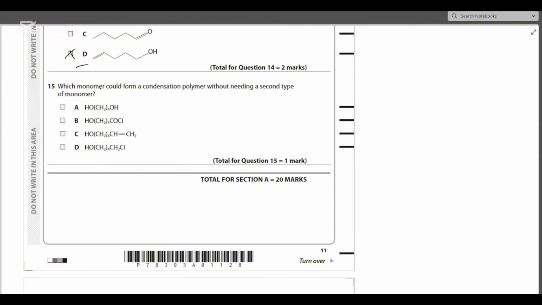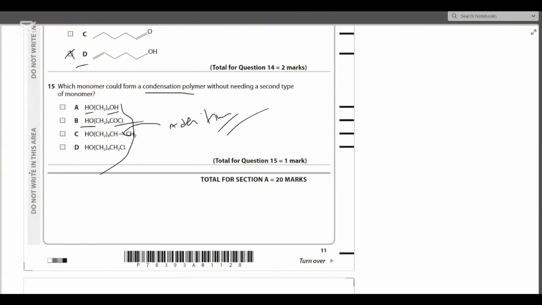The next one, they said which monomer could form a condensation polymer without the need of a second type of monomer. Now in this type of question, we check out the products provided needing a second type of monomer. If I talk about A, you can see very clearly that both functional groups at either side of the monomer are the same. You can see OH and OH. If I talk about B, the functional groups are not same. If I talk about C, C is not correct because obviously there's a double bond. So instead of having condensation polymerization, it's going to go through addition polymerization. So that's not correct as well.